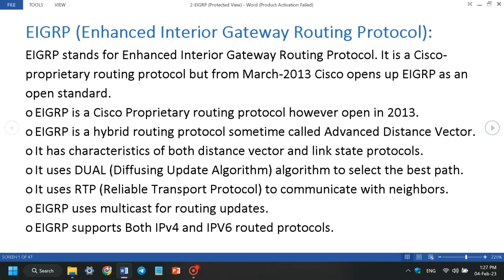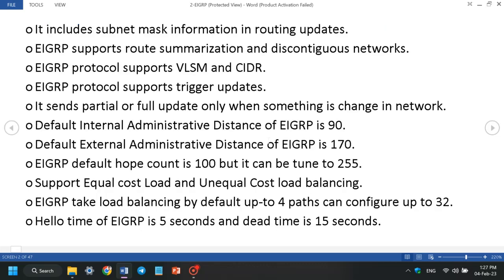EIGRP uses multicast for routing updates. EIGRP supports both IPv4 and IPv6 routed protocols. EIGRP includes subnet mask information in routing updates. EIGRP supports route summarization and discontiguous networks.